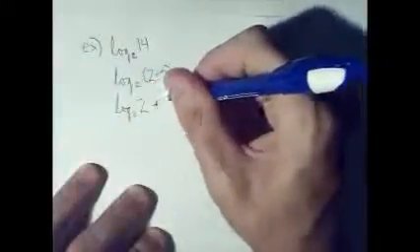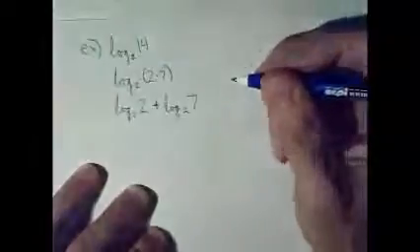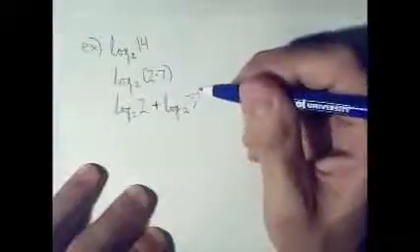Log base 2 of 2 plus, because that's when I add my exponents. Product of powers, when you add the exponents. Logarithms are exponents. Log base 2 of 7. That's what my product rule allows me to do: when I have a product, split it up as 2 individual logs that I'm adding.